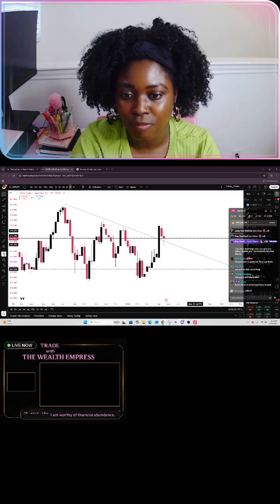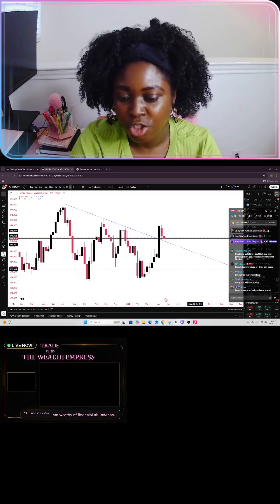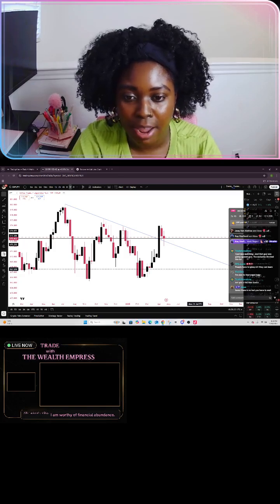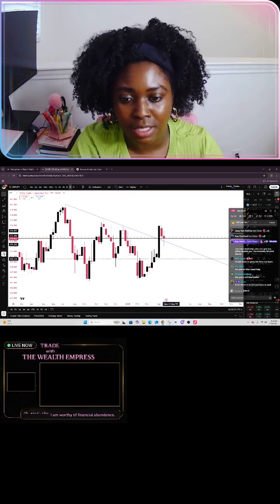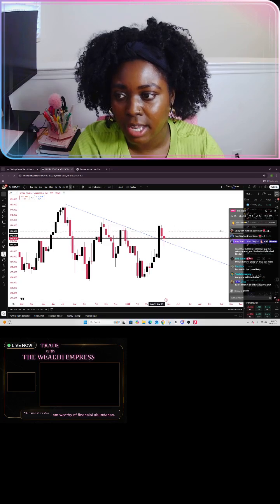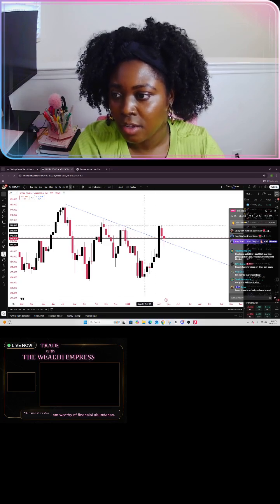That's beautiful. Okay, so we got a break and retest, and we got a fair value gap, and then we got this bullish engulfing candle letting us know that price wants to move higher. We do have a gap.